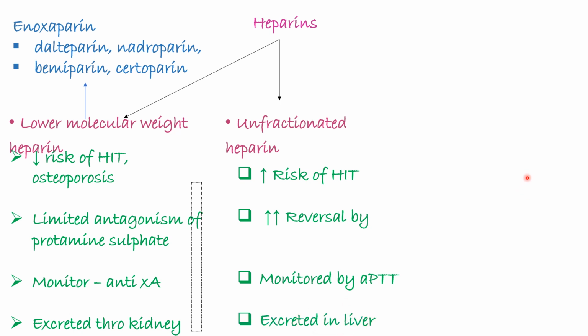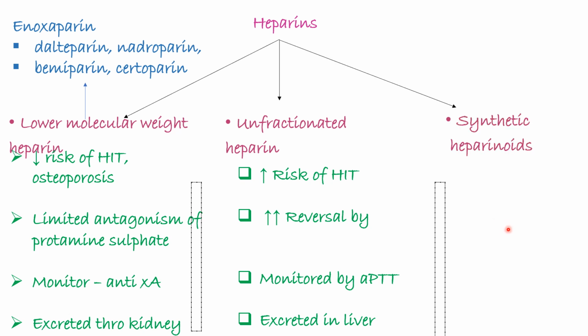In synthetic heparinoids, the way synthetic and low molecular weight heparins are similar is in their mode of action. The mode of action of low molecular weight heparin and synthetic heparin is that they stimulate antithrombin 3, which later inhibits factor 10A. Whereas unfractionated heparin still stimulates antithrombin 3, but after stimulation, it inhibits both factor 2 and factor 10A. An example of synthetic heparinoids includes fondaparinux, selective antithrombin 3 inhibiting factor 10A, and it is excreted by the kidney.